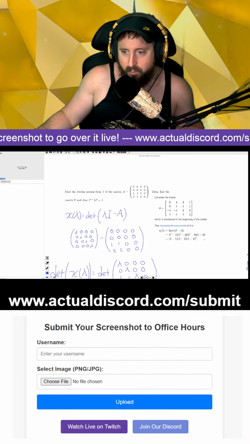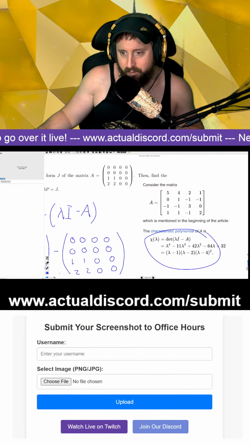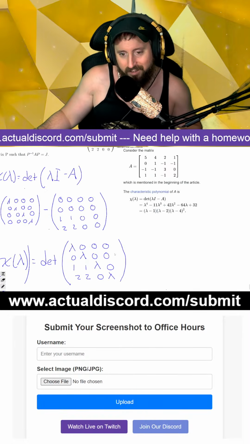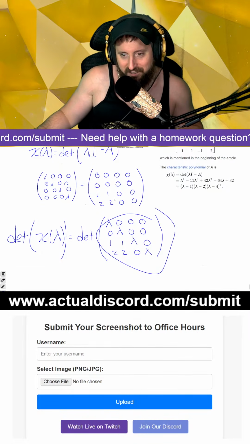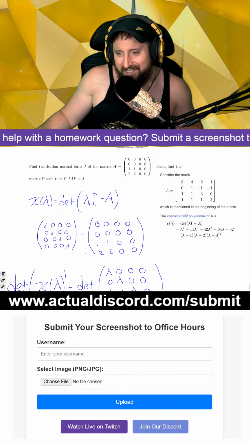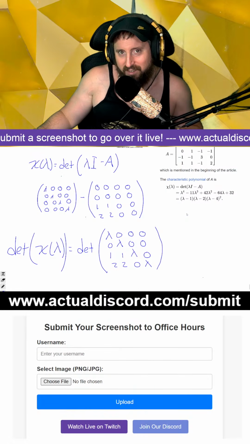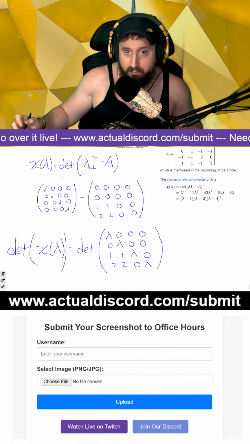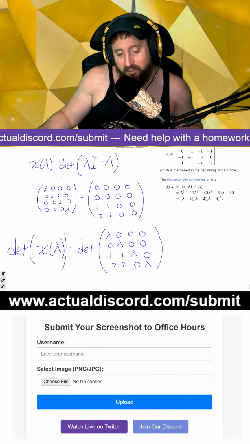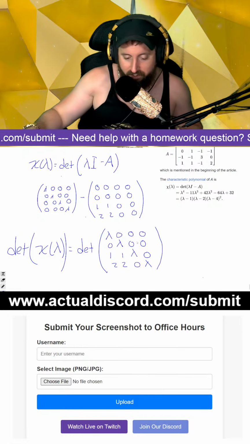But I don't really want to take the determinant of a 4x4 matrix. That sucks. Do they really want me to take the determinant of this? This is so bad. Yeah, the determinant is, yeah, I agree. Oh, the determinant is just lambda to the 4th? Really? It's a triangular determinant. Oh, this is very cool. I like all these things you're saying.